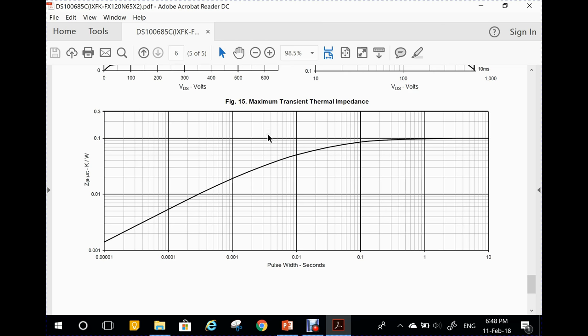So this is very useful in case of a pulse type operation. There is sufficient time between one pulse and another. If not, you have to take into account that there's a slow heating up of the device. And so in many pulse applications, you see that you may not need even a heat sink, even though the current could be very high. But if the duration is very small, then it's okay.